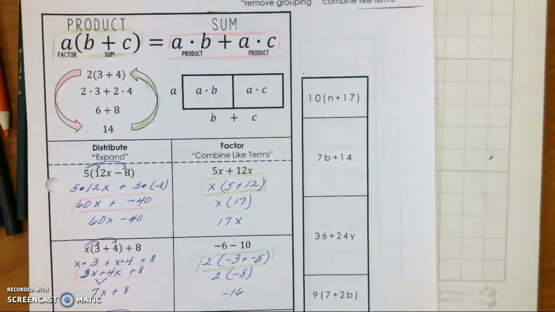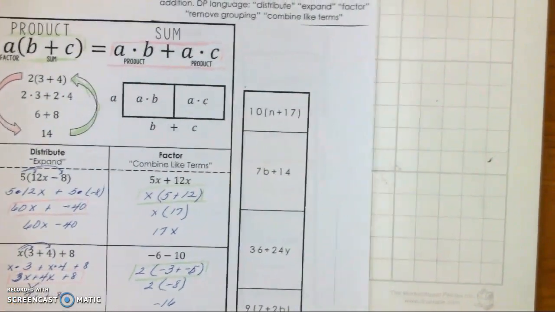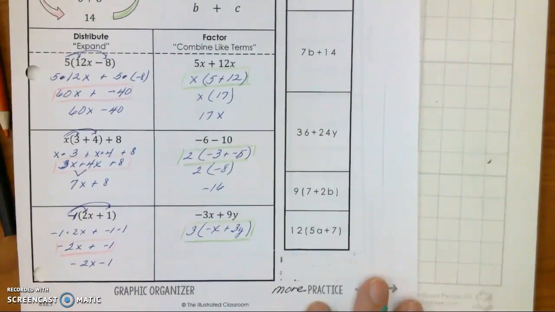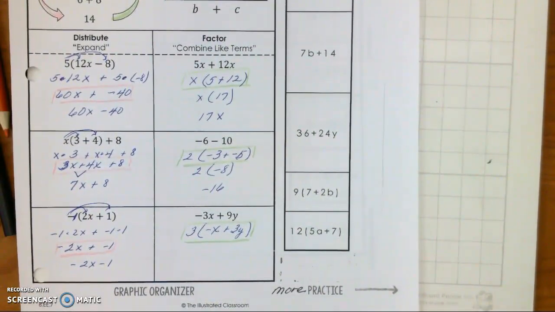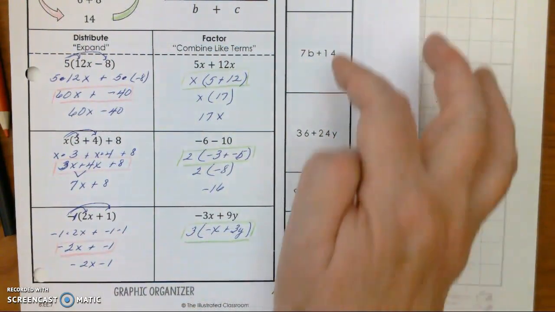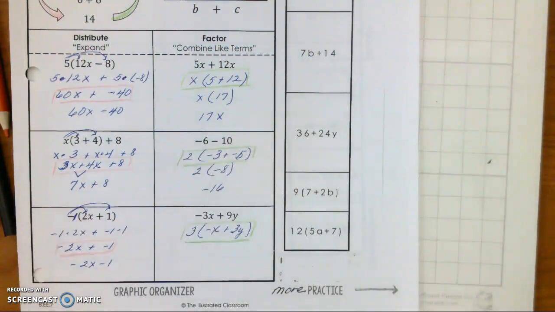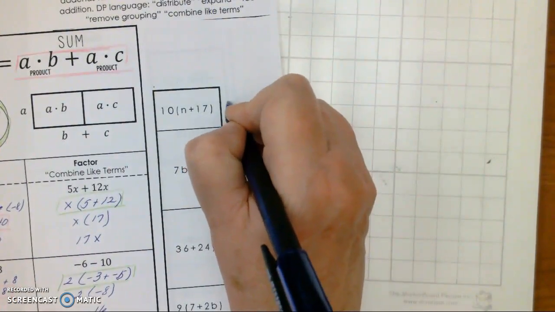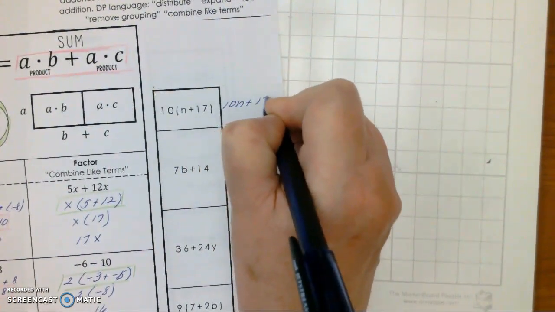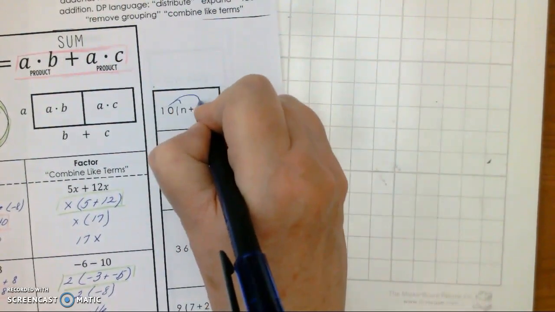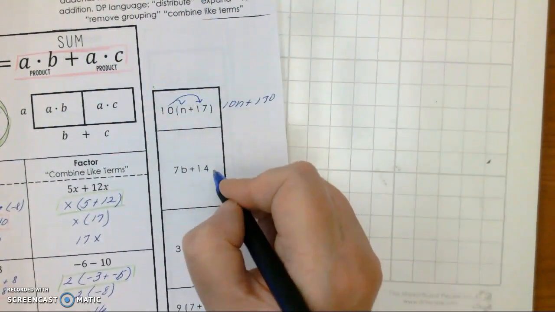Okay? So now what I'd like you to do is take a pause and make sure you got all these. Take a pause and then try and either break it down or distribute this column to the side. This is 10n plus 170. So we're just distributing. Okay?